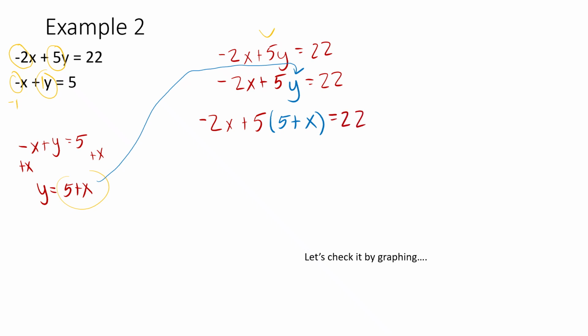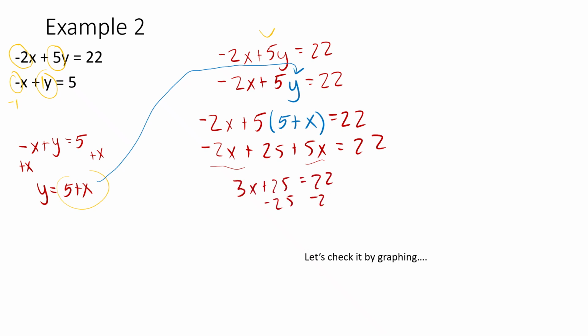And we know that this is equal because we know y is equal to 5 plus x, but it's different in an advantageous way because I've gone from 2 variables down to 1. Distributing, 5 times 5 is 25 plus 5 times x. -2x plus 5x is 3x. Subtracting 25 from both sides, we get 3x is equal to -3. Divide both sides by 3, and we get x is equal to -1. And then we can plug that in anywhere we want.